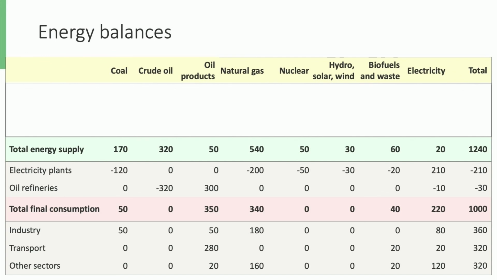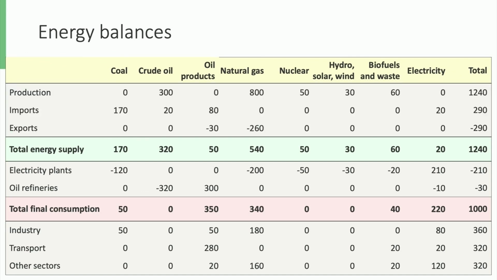Now you also see there is a balance in the system. We can start with total energy supply. Part of it is converted in the energy conversion sectors. The remainder is available for final consumption. For example, we see that 170 units of coal are used in this country, of which 120 units are used to produce electricity. The remainder is available for final consumption, for example in the steel industry. If you compare total energy use to final consumption, for most columns you see that we have lost energy because of this conversion, but in return we have gained electricity.